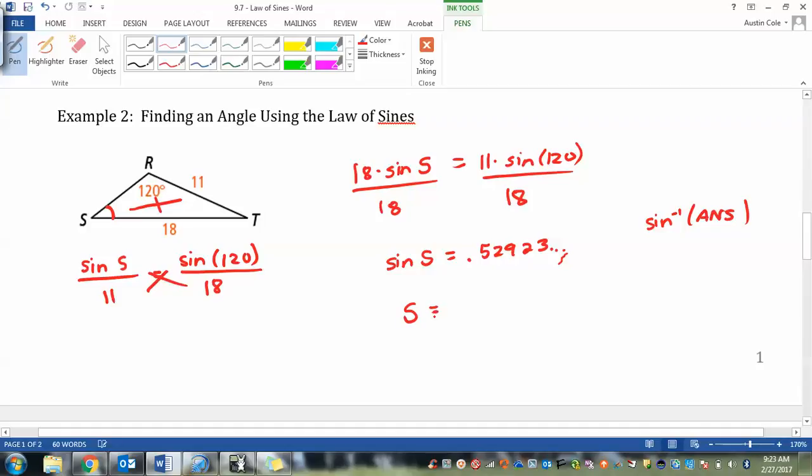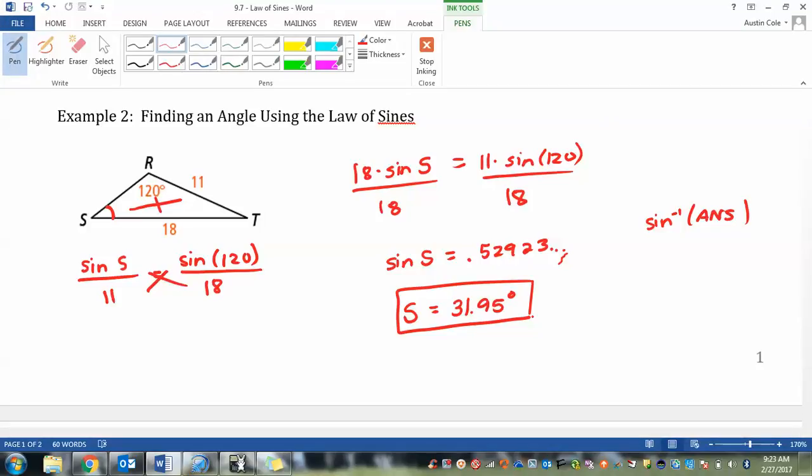And what do we get there? 31.95. Now I'm in degrees. Okay, so a common issue is people just say, oh, that's angle S. Well, that doesn't really make much sense, guys. All right, so do second sine. Questions there?